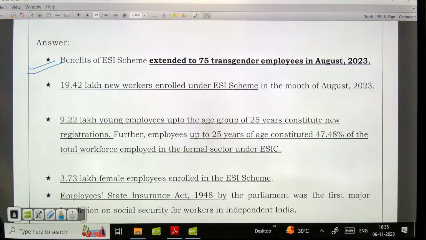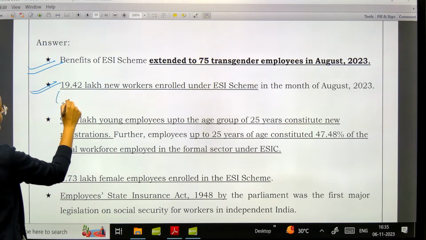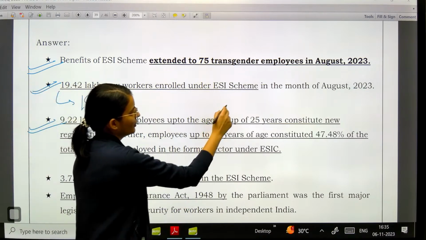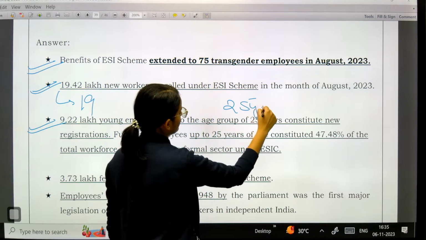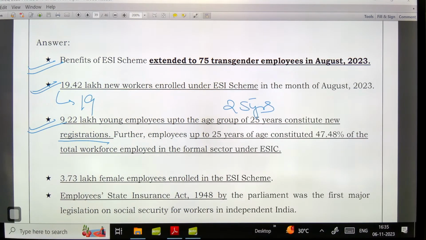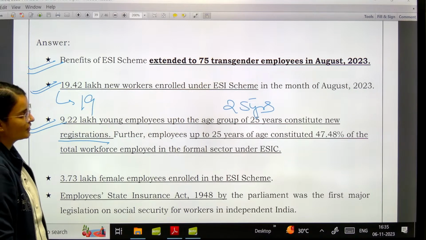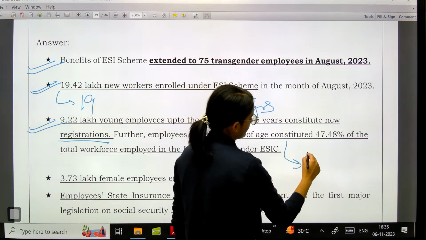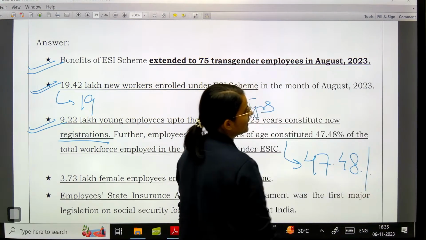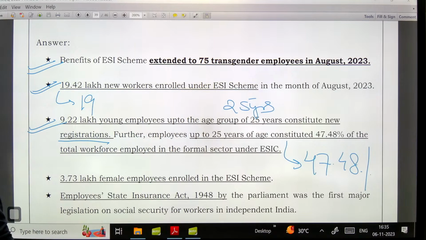Benefits of ESI have been extended to 75 transgender employees. Approximately 19 lakh new workers are enrolled under the scheme. 9.2 lakh are in the age group of up to 25 years, to constitute new registration. Further, up to 25 years of age constitute 47% of enrollment. Just remember approximately 47% of enrollment.